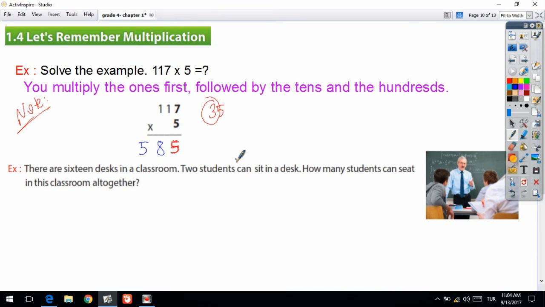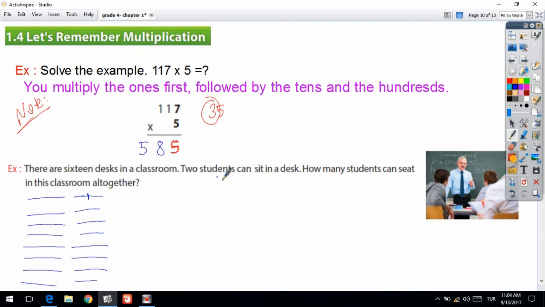Okay, we have an example. Again, there are 16 desks. Think about, imagine your class. Also I gave the example, 16 desks in a classroom, 2 students and 16 desks. Okay, let's do it. 1, 2, 3, 4, 5, 6, 7, 8, 9, 10, 11, 12, 13, 14, 15, 16. So also 2 students can sit.